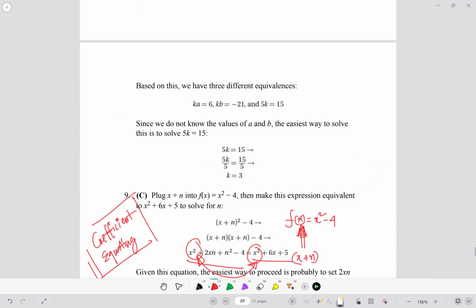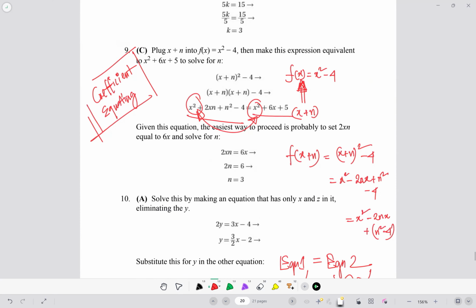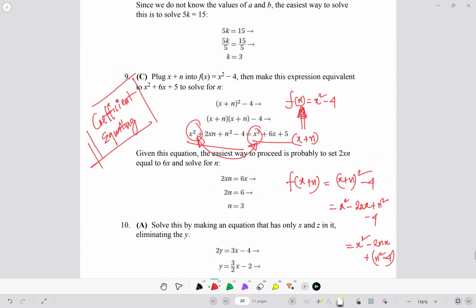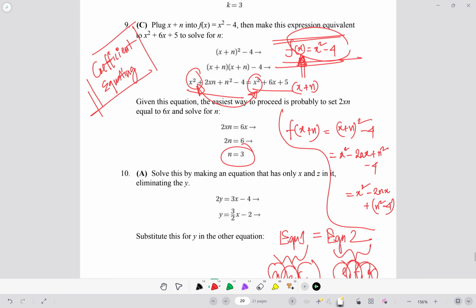So first of all, you just need to do some algebraic manipulation, and then you can just equate it. We are already given this function f of x equals x squared minus 4. And here in this x, in the function, you just need to put x plus n. And putting x plus n in this function, you are just gonna get something like this.